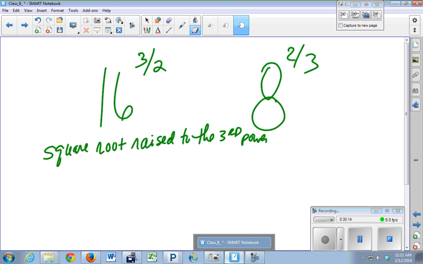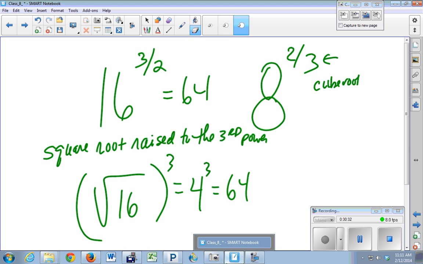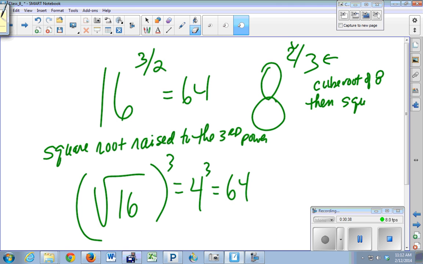So you take the square root of 16, and then you cube it. So it's 64. That's the answer to that. What about the next one? What root are you taking? Cube root, because that's the denominator. Cube root of 8. And then what do you do to it? Then square it. All right? So it's 2 squared, which is 4.